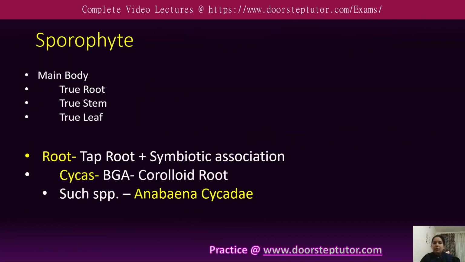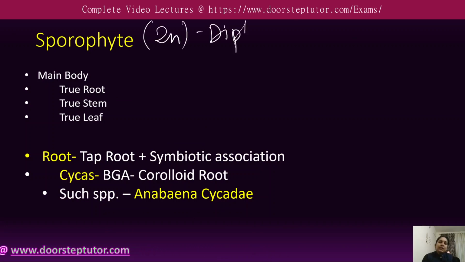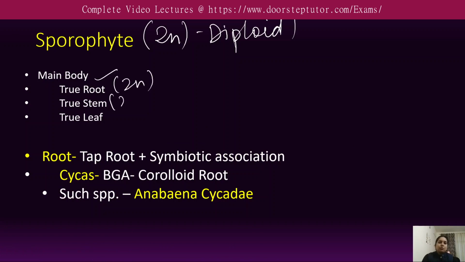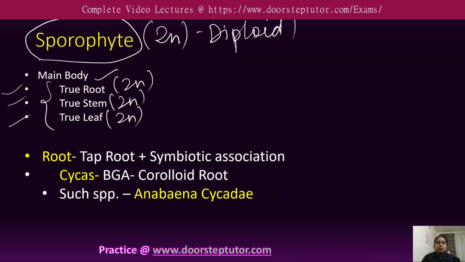Okay. Next is the sporophyte. The sporophyte is the main body, which is diploid in nature, and this sporophyte is differentiated into the true roots, that is 2n in number, the true stem, which is also diploid, and the true leaves. So the sporophyte is the main body and it is differentiated into three structures: the true root, true stem, and the true leaves.